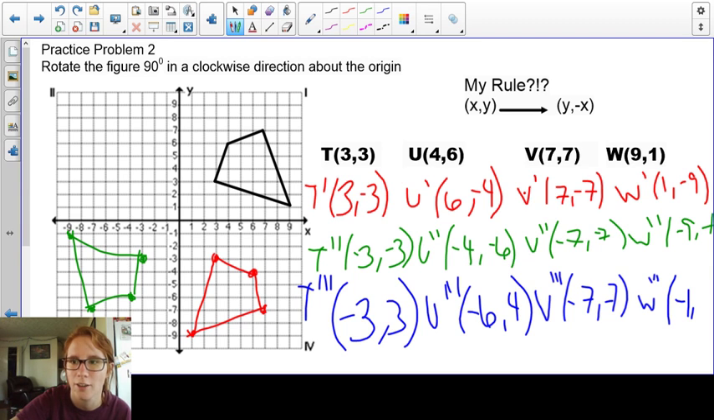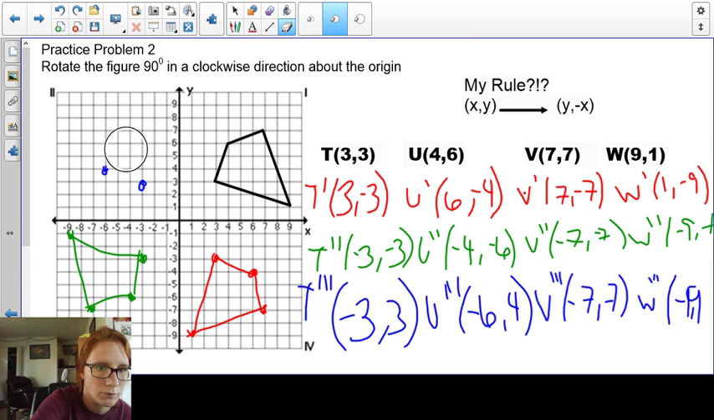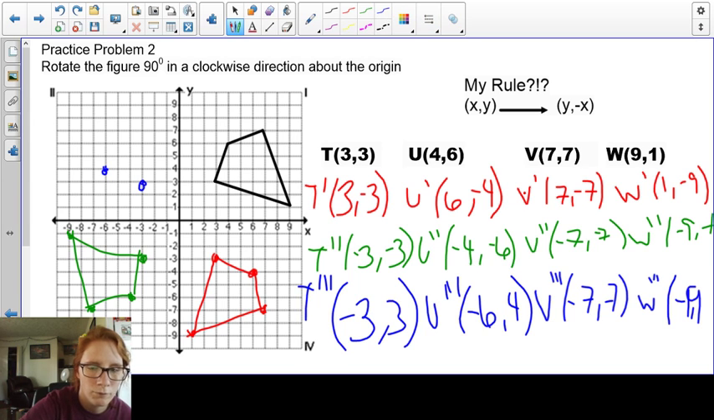It's opening my action center. Go away. I want to write a 9. Okay, that's negative 1, 9. It just doesn't really fit very well. So negative 3, 3. Negative 6, 4. Negative 7, 7. And negative 1, 9.